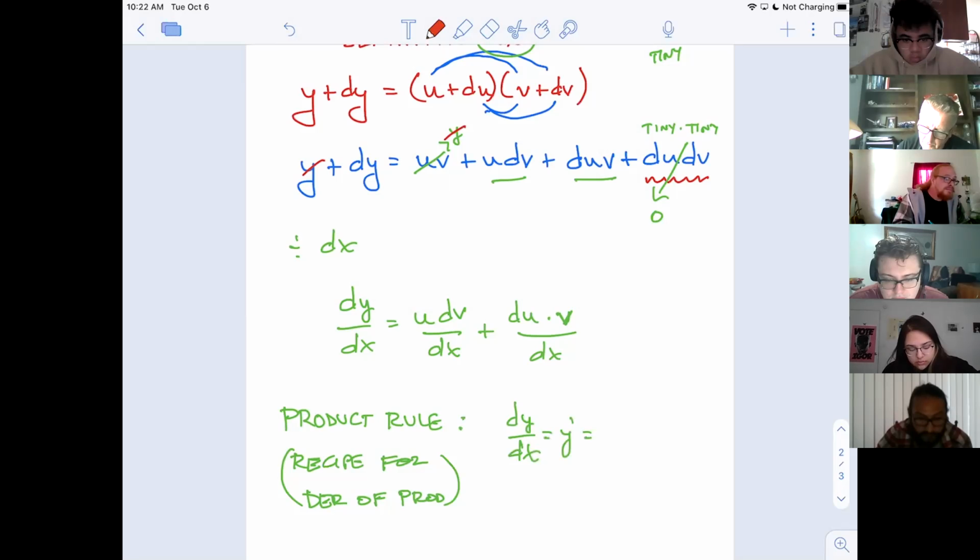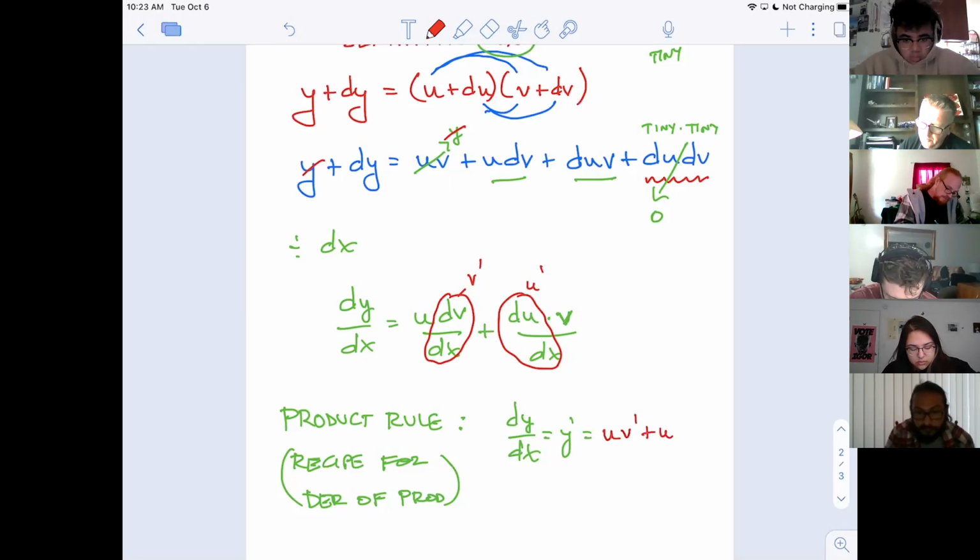And in terms of writing it down simply, isn't dv/dx just kind of v prime? And isn't du/dx just u prime? So in other words, really what this is equal to is u times v prime plus u prime times v. That apparently is the recipe. That's kind of surprising. That's kind of weird.